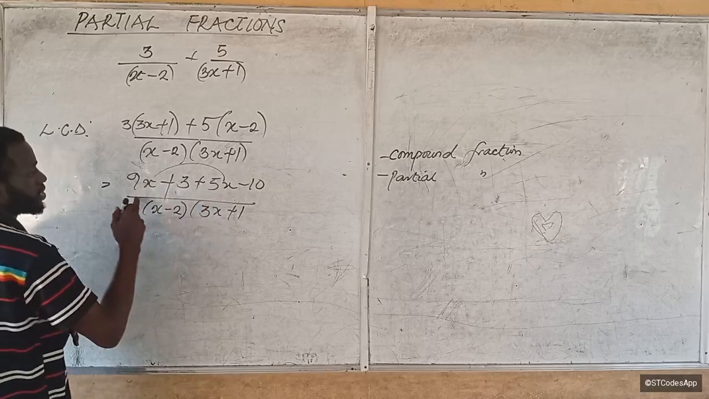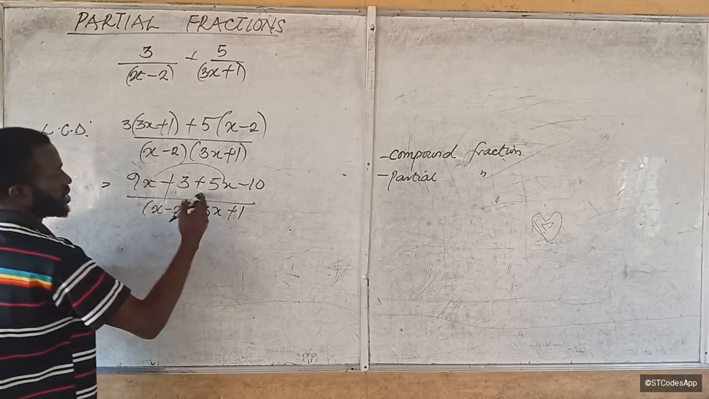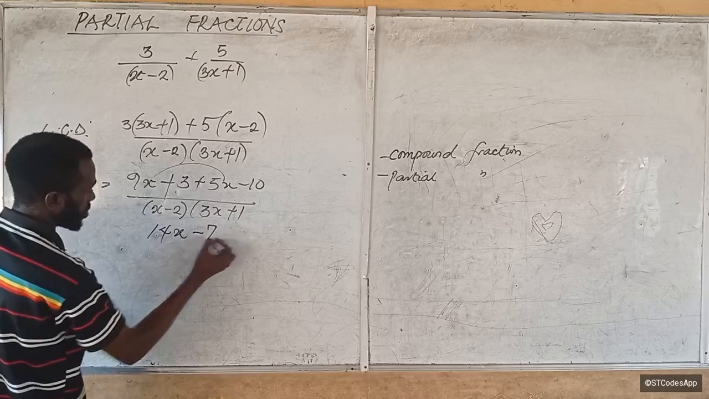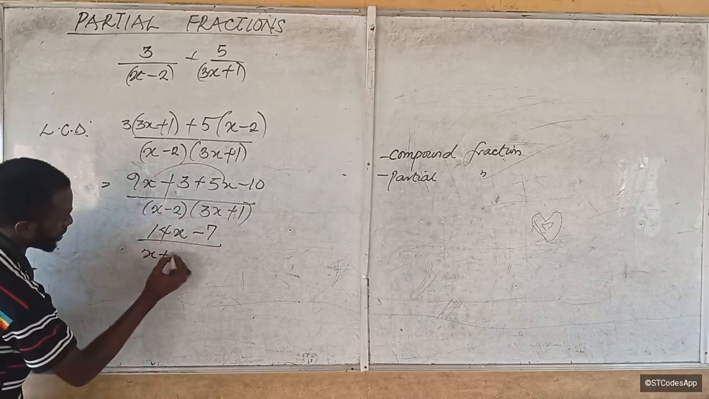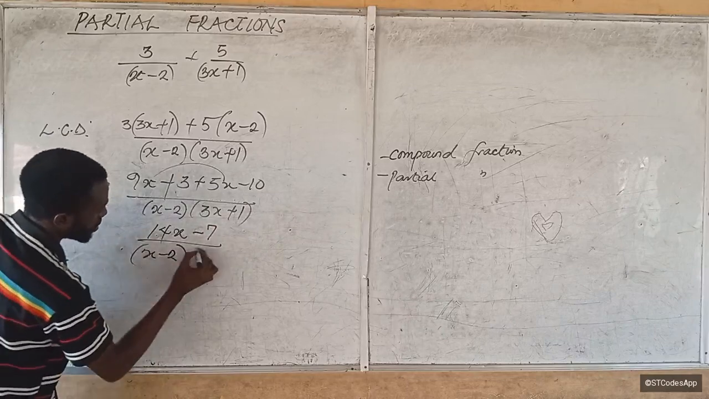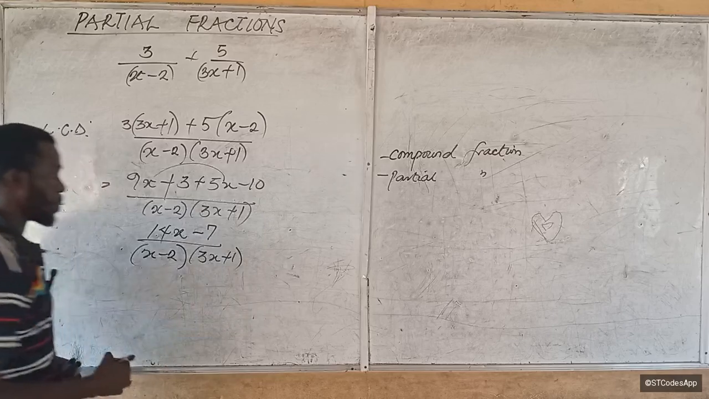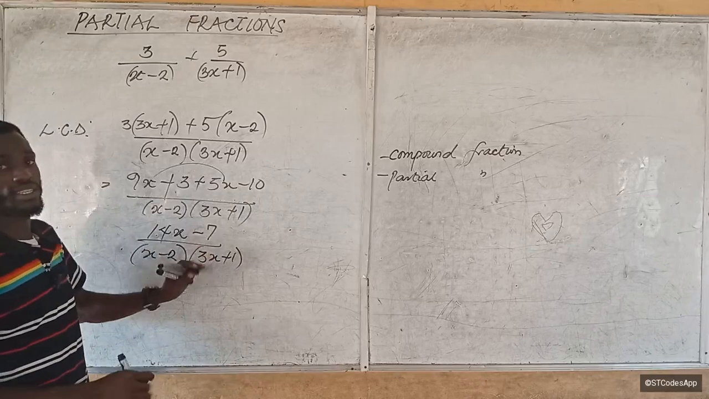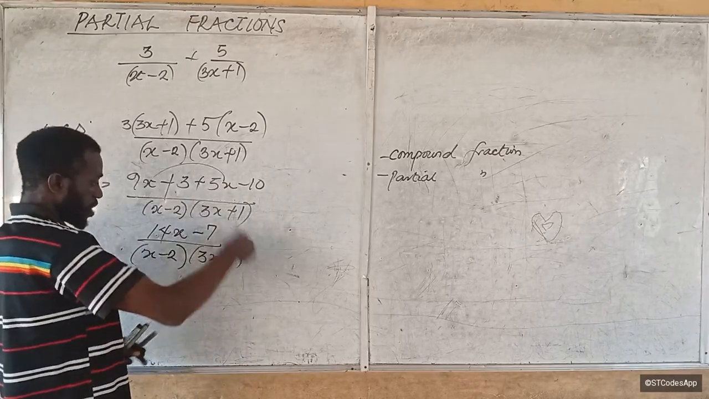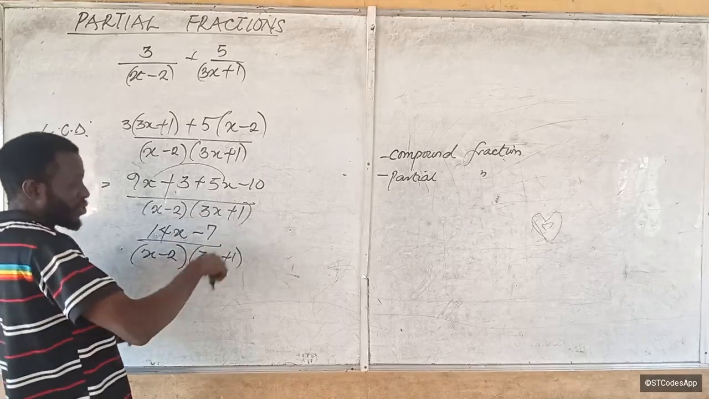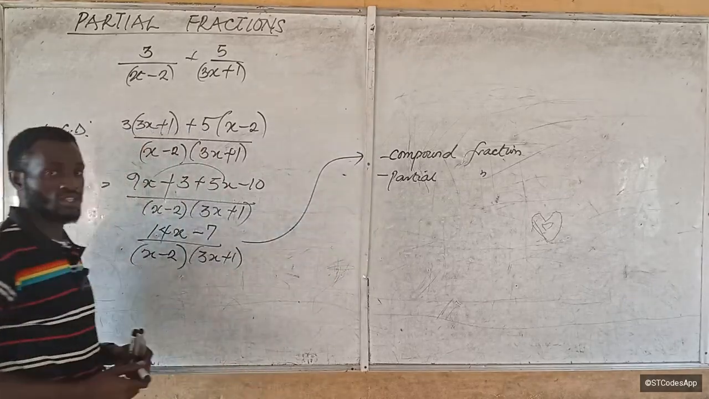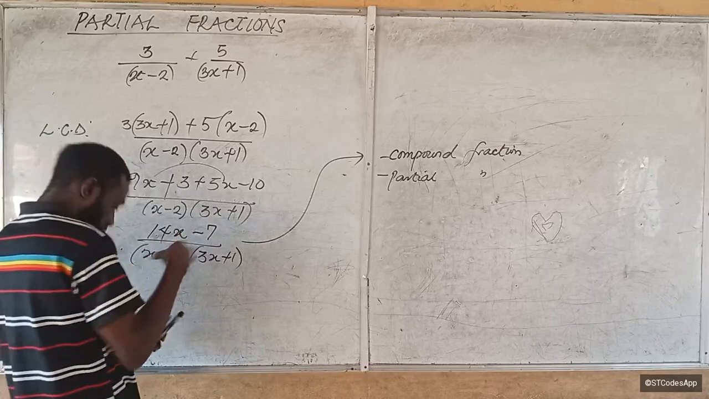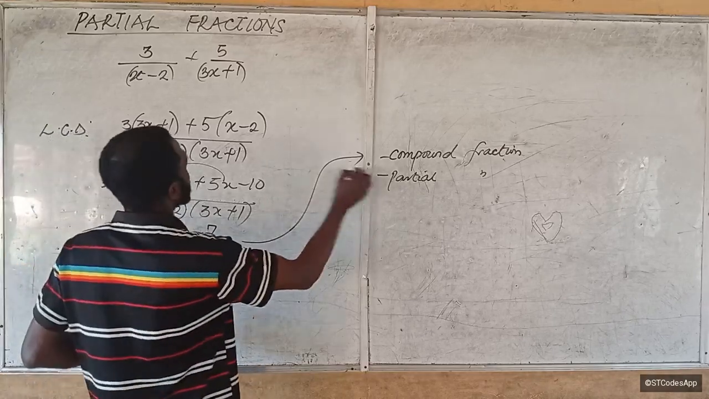Then by the time you collect like terms, 9x plus 5x gives you 14x, then minus 10 plus 3, that will be minus 7, all over x minus 2 and 3x plus 1. Okay, so this is the fraction we have simplified this to. We cannot go further from here. So this is going to be called our compound fraction, while the fractions that came together to make up this fraction are going to be called our partial fractions.